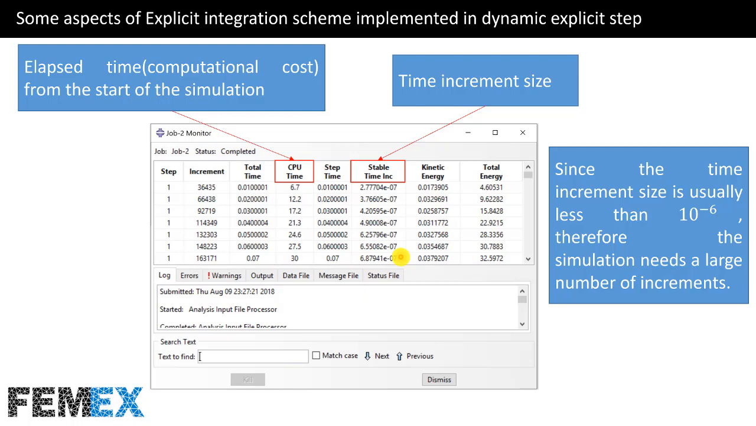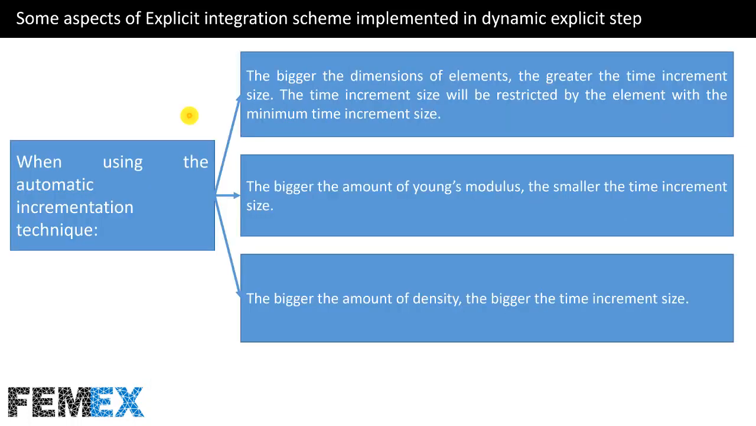When using the Abaqus Explicit Solver, since the time increment size is usually very small, therefore the simulation needs a large number of increments. When using the automatic incrementation technique, the bigger the dimensions of elements, the greater the time increment size. The time increment size will be restricted by the element with the minimum time increment size. The bigger the amount of Young modulus, the smaller the time increment size, and the bigger the amount of density, the bigger the time increment size.